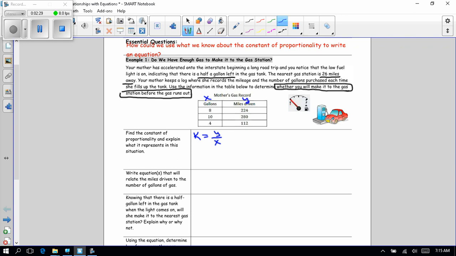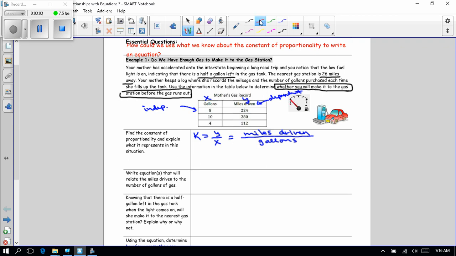Also, Y is the dependent variable, right? It's dependent on the number of gallons of gas you have. This one is independent, the other one is dependent, because it depends on the number of gallons that you actually have in the car. So we're going to keep track of the miles driven. This is how we're going to do our constant over the number of gallons. So that's how I'm going to set up all of these to calculate that.